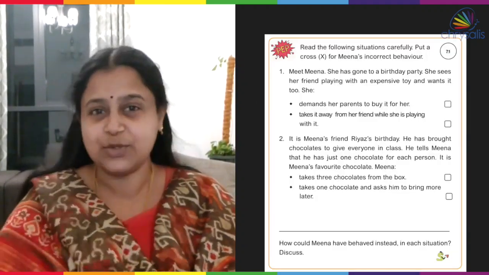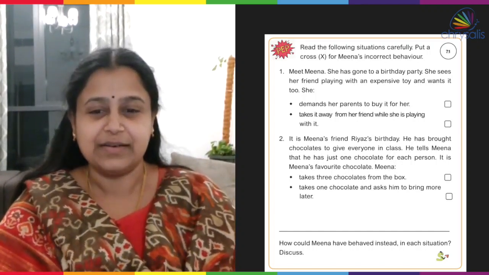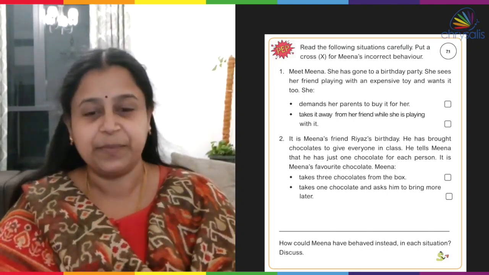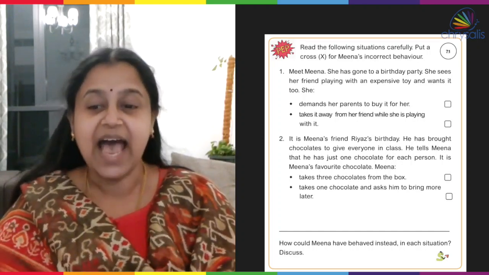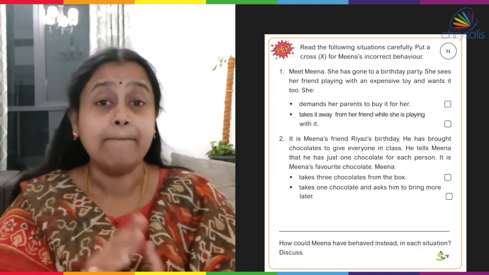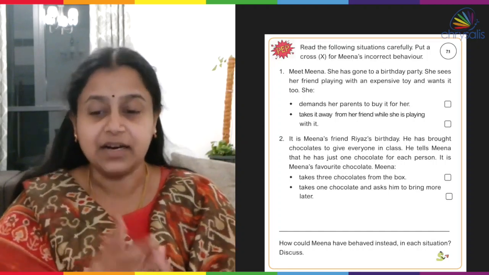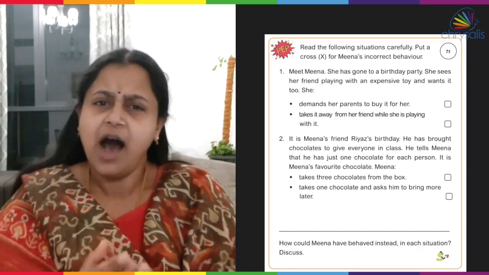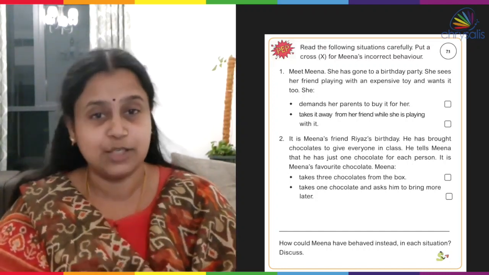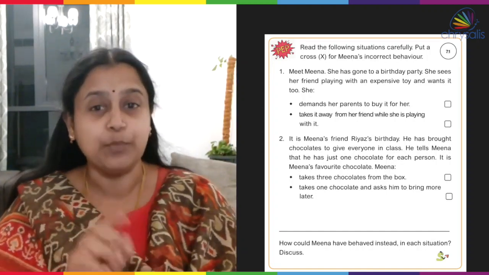7.1. There are two parts to this activity. I shall explain the instructions for you. In the first part of the activity, there are some situations given. Read the given situations and you need to put a cross mark for Meena's incorrect behavior. For the second part, write your response as to how Meena could have behaved instead in each situation. That means according to you, what is the right behavior?